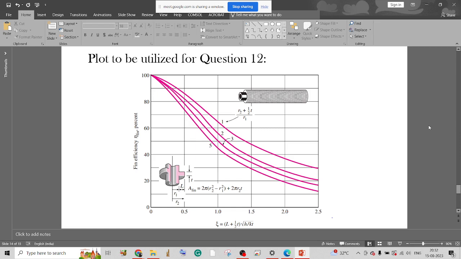Ma'am, that is only my doubt, how to choose that? See, you have to take the value of R2 plus half T upon R1, right? You got the value of approximately equal to 2, so you will choose the 2 graph. Okay, ma'am. So that graph you will choose, you know the eta value, and just check what will be the efficiency.